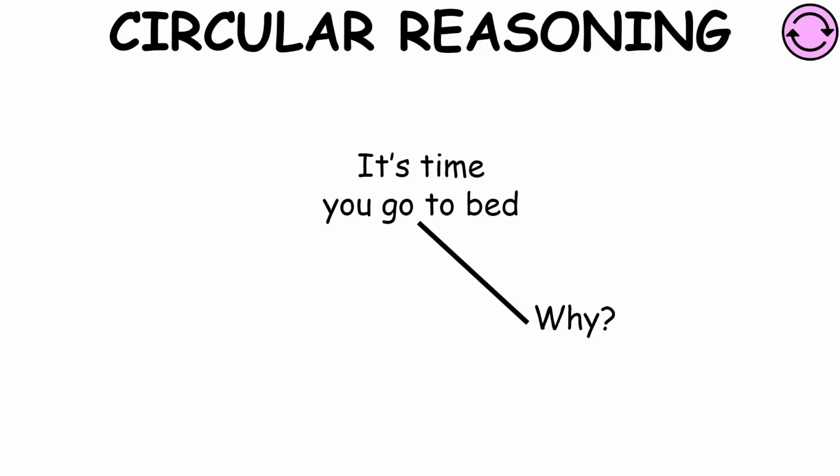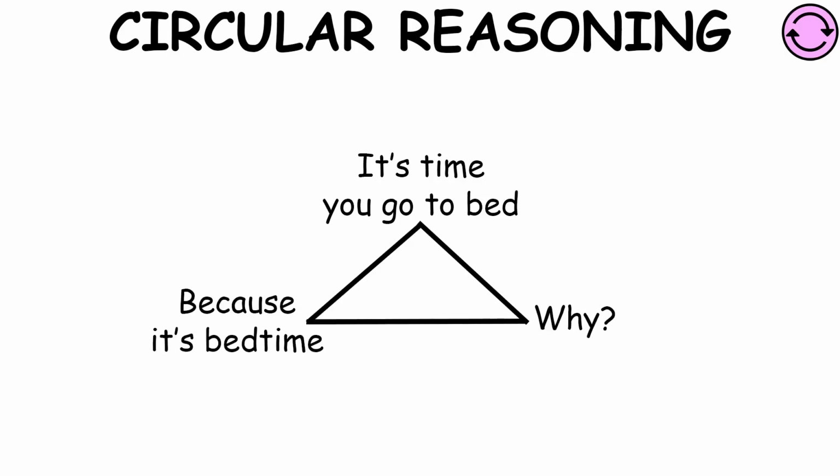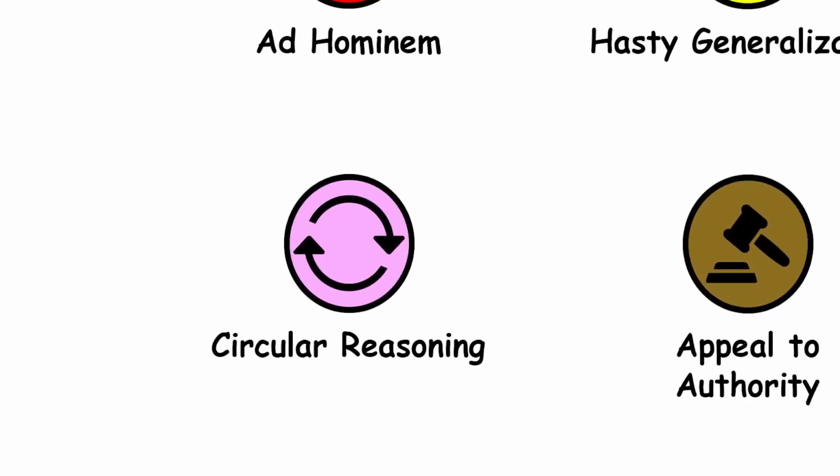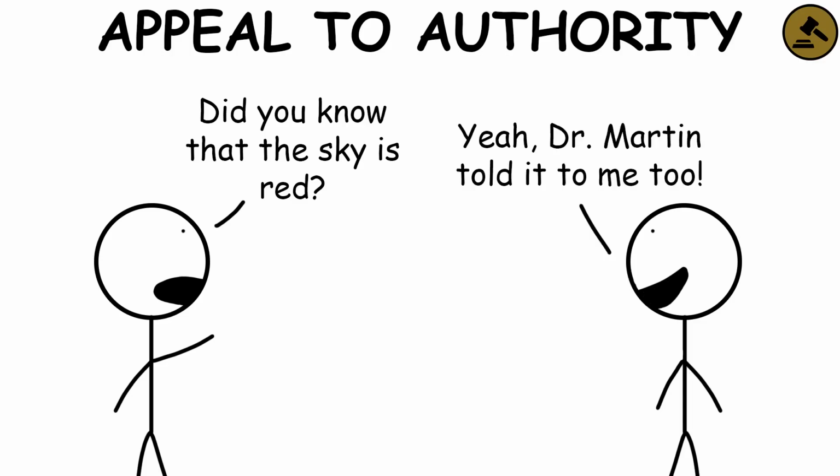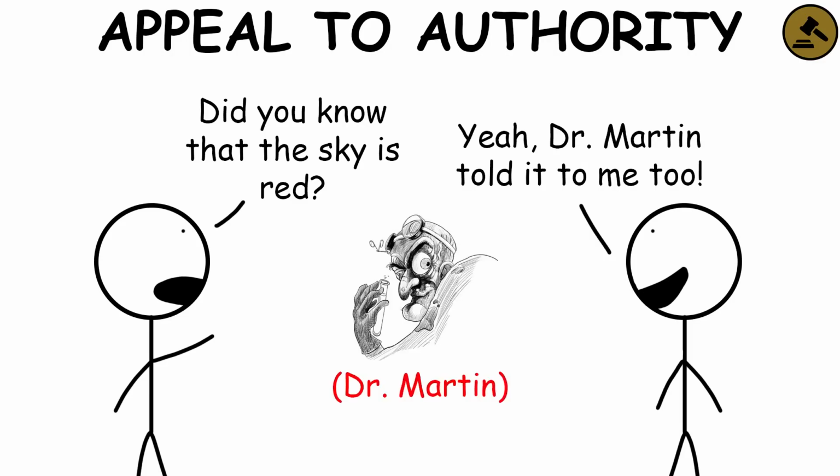Circular reasoning. The circular reasoning fallacy is an argument that assumes the very thing it is trying to prove is true. Instead of offering evidence, it simply repeats the conclusion, rendering the argument logically incoherent. Appeal to authority fallacy. It is a form of argument in which the mere fact that an influential figure holds a certain position is used as evidence that the position itself is correct.